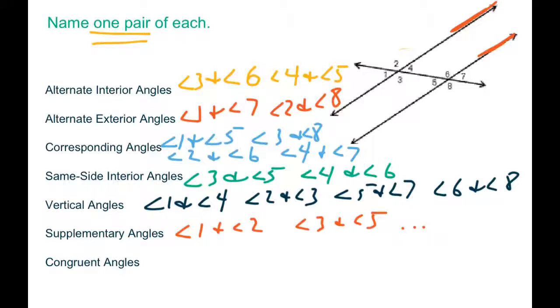So once again, there's a bunch of different answers. Angle 1 and angle 5 could be a possible answer because they're corresponding. Angle 2 and angle 3 because vertical angles are congruent. So once again, there's many, many more.